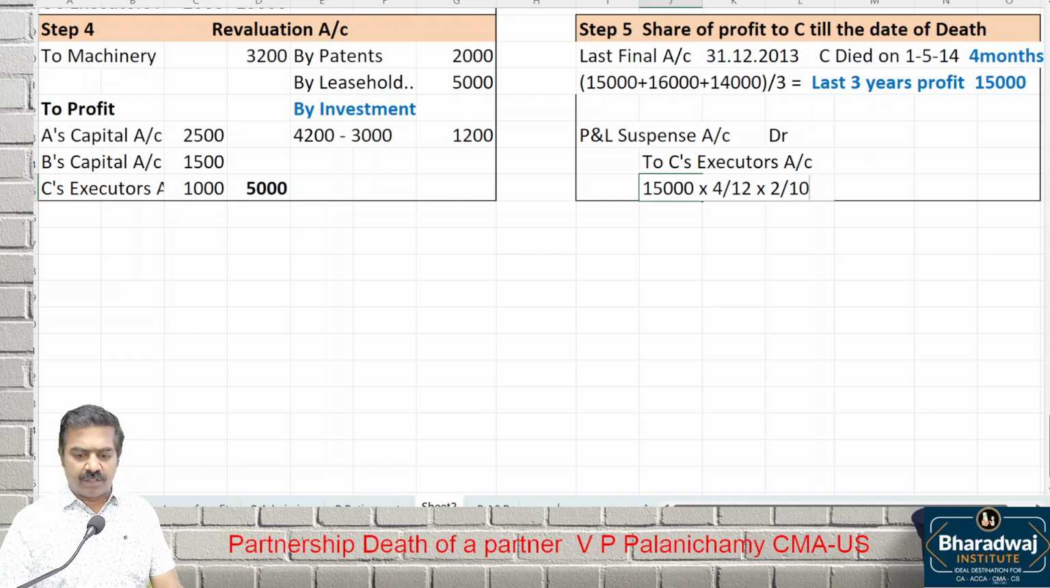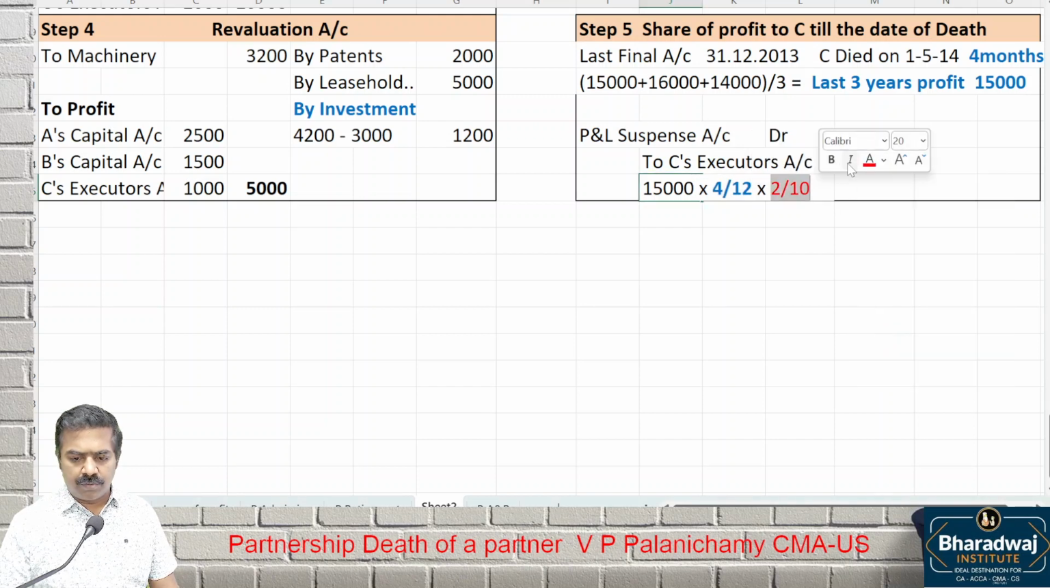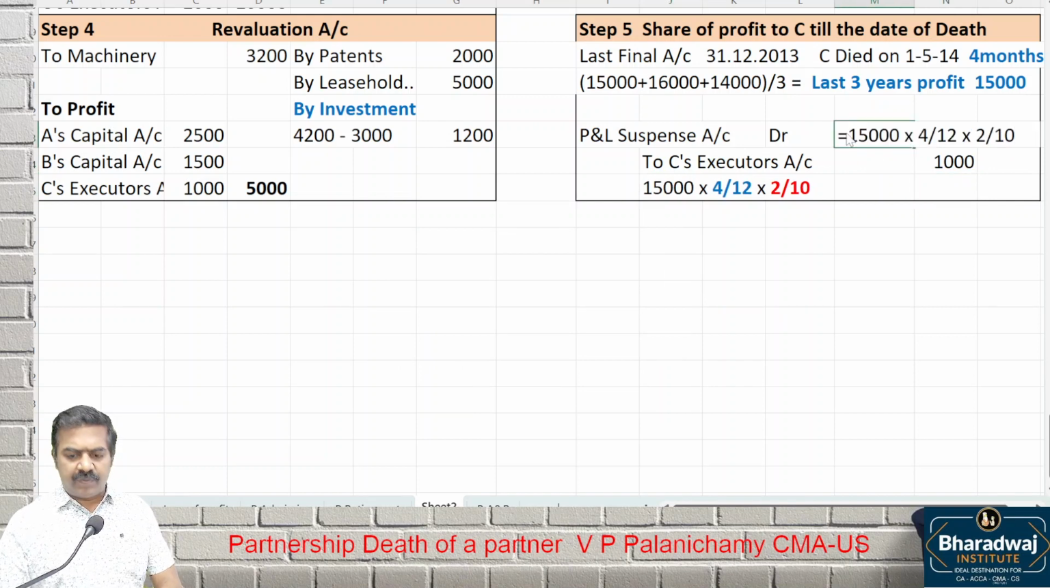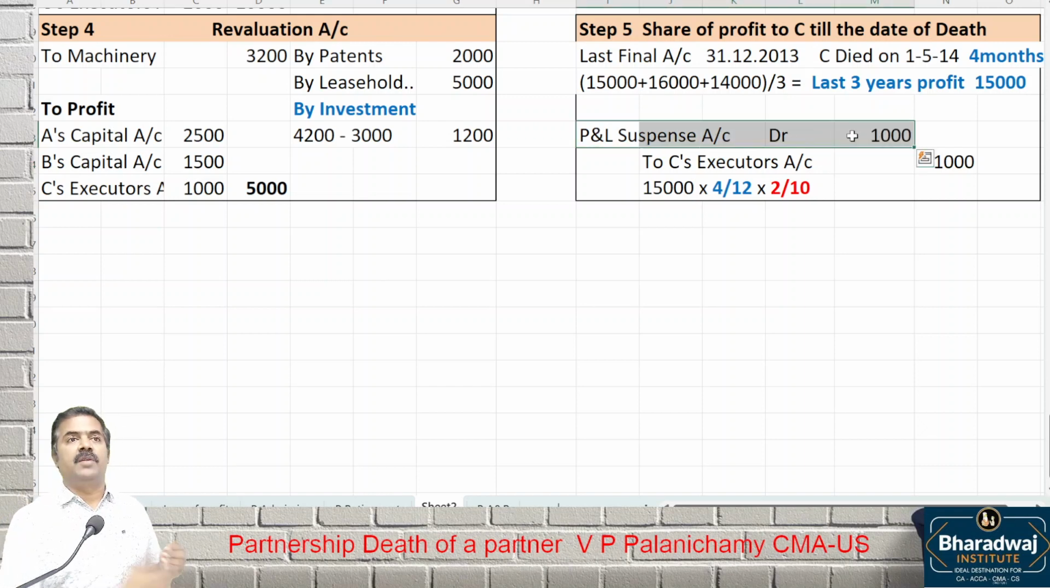It gives only his share. 4 months' profit, for how many months? 2 months. That is 4 months, 2 by 10. How much will come? 1,000 rupees. Only for the deceased member you settle now. Executors you settle now. This will appear in the balance sheet also, till you prepare annual accounts.